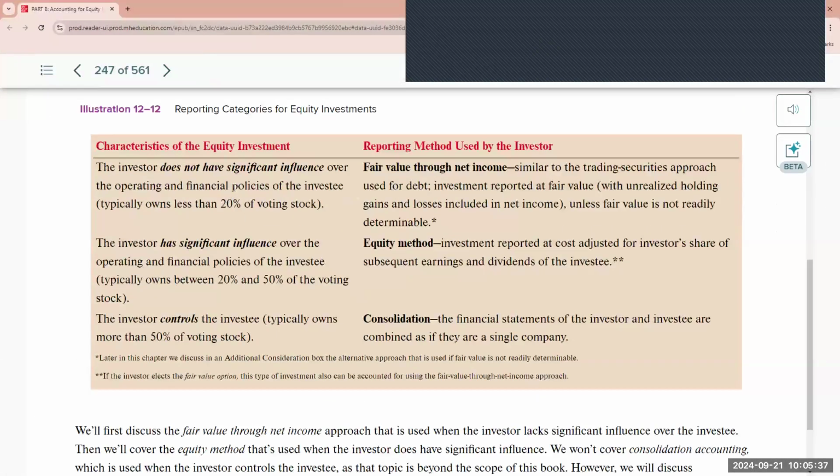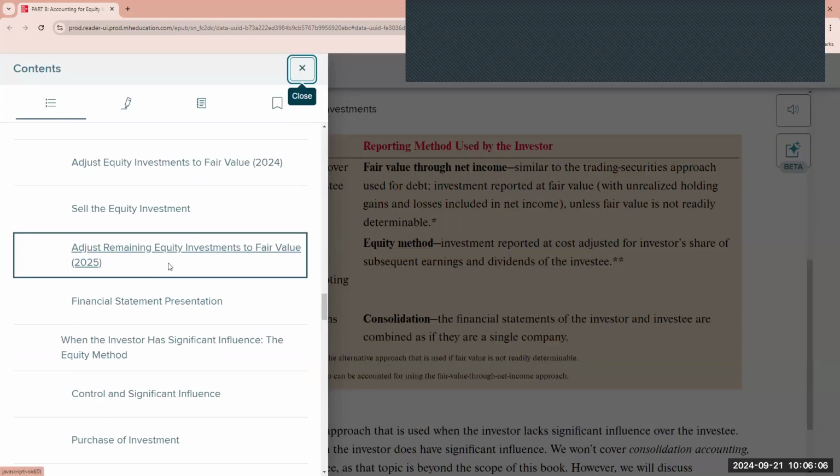But again, just some key things that I want us to go over as it relates to equity securities. Do they have significant influence over the operating and financial policies? If not, the reporting method is fair value through net income. If the investor has significant influence, we use the equity method, and this is typically between 20 to 50% ownership of the voting stock. But the key thing is, do they have influence over the operating and financial policies? And lastly, does the investor control the investee? If so, we use the consolidation option.